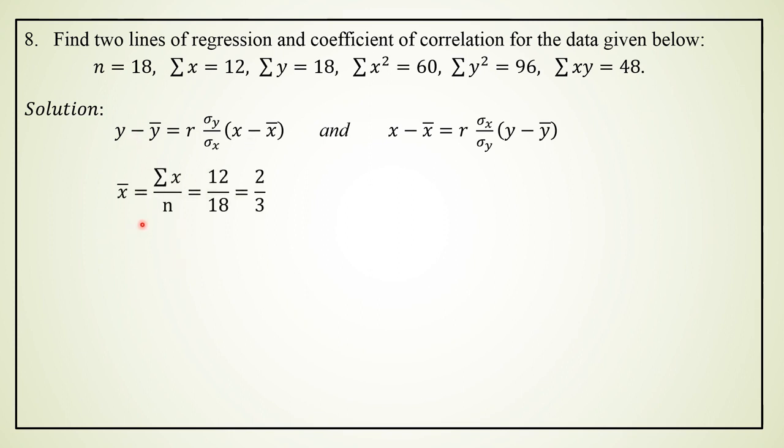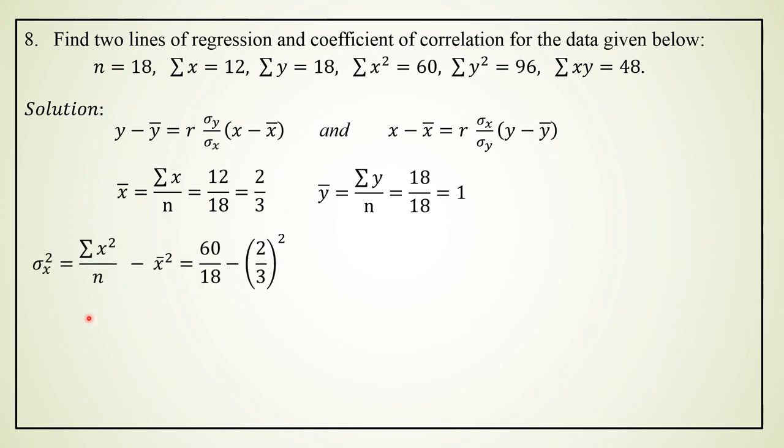X bar is equal to summation of the values of x divided by n. So sum of the values of x over here is 12. 12 by 18, which is equal to 2 by 3. And the summation of values of y divided by n is equal to y bar, which is equal to 18 by 18, that is equal to 1. Therefore, the value of y bar is equal to 1.